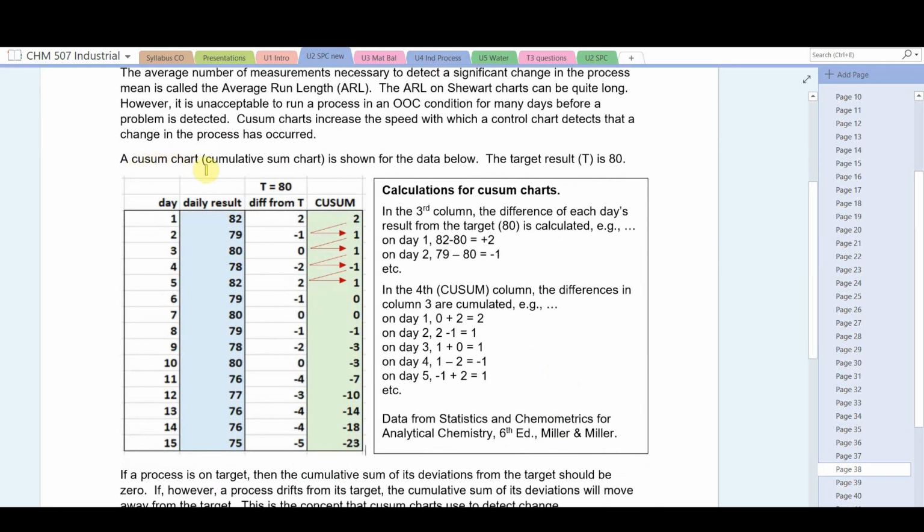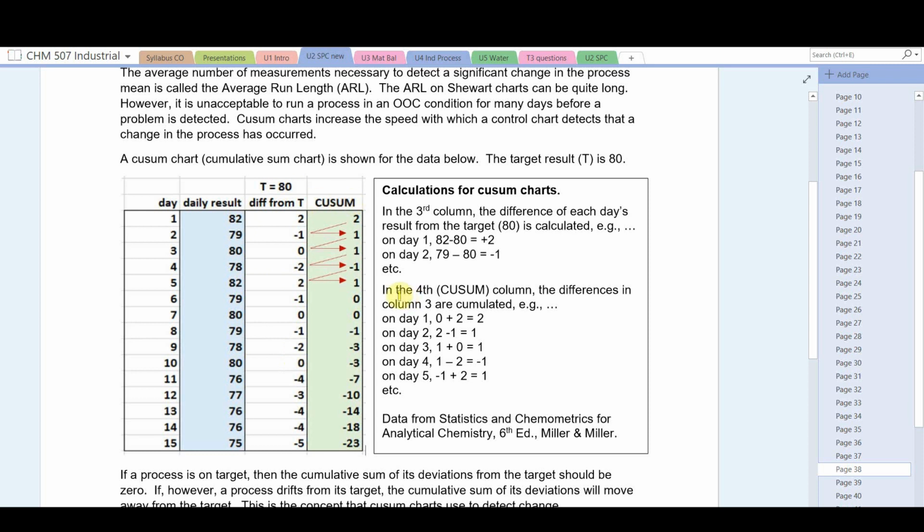A Qsum chart, that is a cumulative sum chart, is shown for the data below. The target result is 80. So here we have 15 days worth of data, a single result on each day. The target is 80. In the third column, the difference of each day's result from the target is calculated. So on day 1 we have 82 minus 80, the difference is 2. On day 2 we have 79 minus 80, negative 1. 80 minus 80 on day 3 is 0. 78 minus 80 on day 4 is minus 2, and so on.